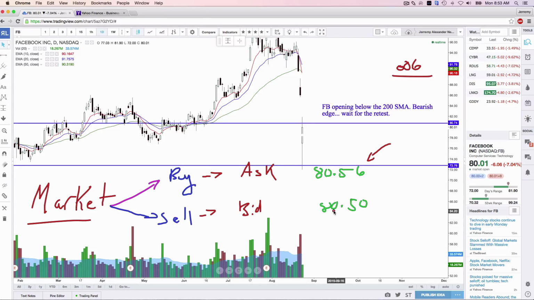So if you sell at the bid, then the ask is $80.56, and now you have the same thing. You have a 6-cent loss per share because you bought at $80.56 and sold at $80.50.